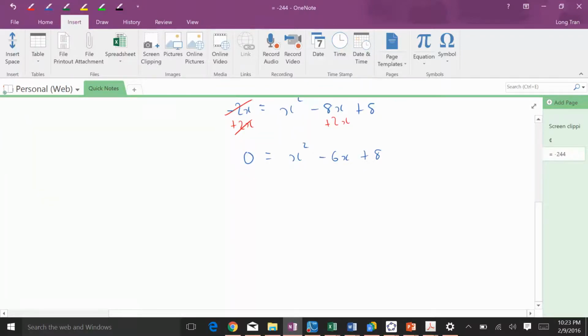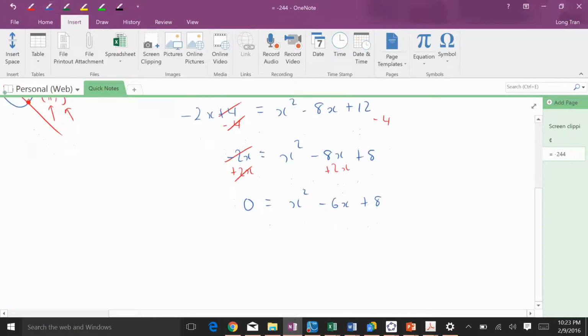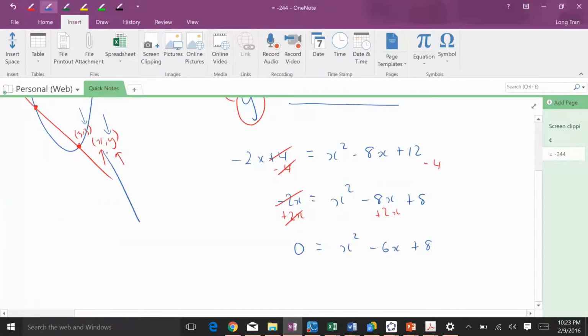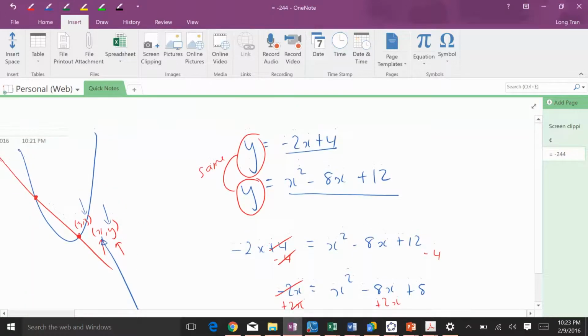And here, we're just trying to solve. When you solve for x, what are you doing? What is this x equal to? This is your x coordinate. That's what you're looking for. You're looking for the x coordinate where they both intersect.